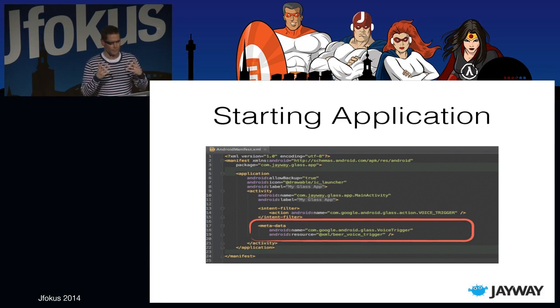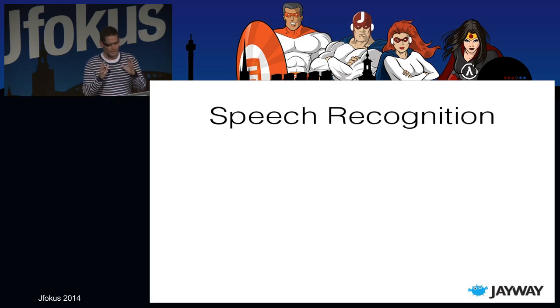So if I deploy the application, I will be able to say, OK Glass, beer time. But I want to add one more thing before we try it out. I want the application to ask or prompt the user for their favorite beer.